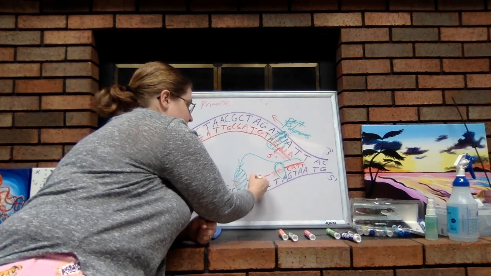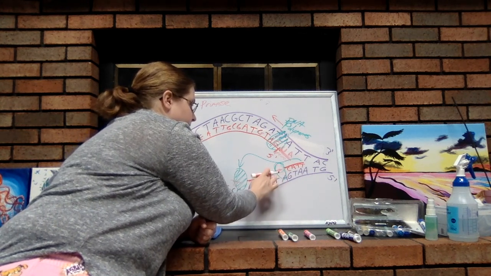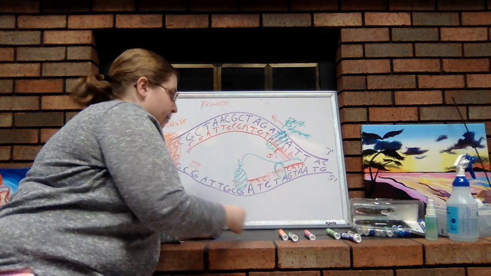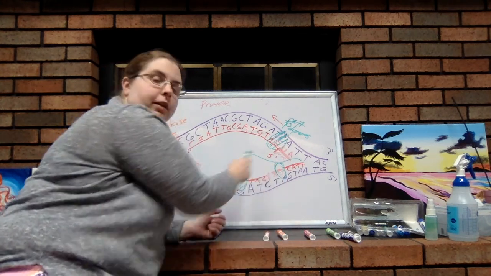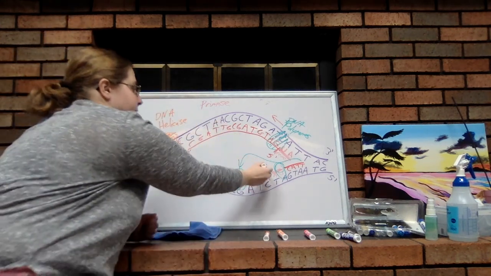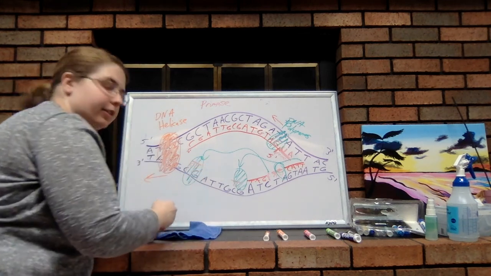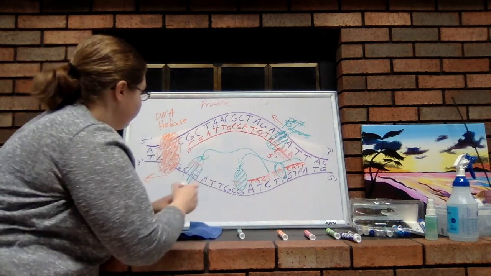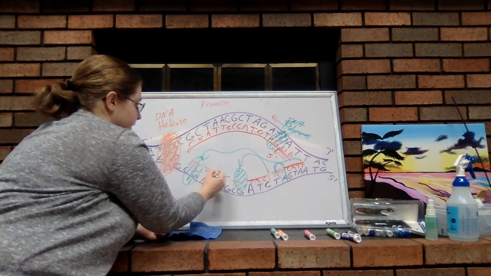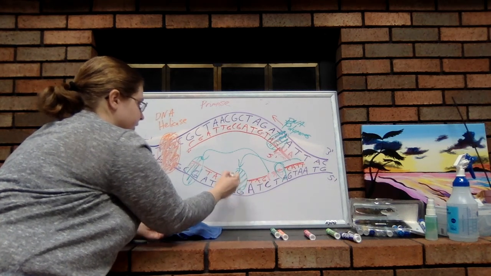So we have T, A, G. That's part of the primer. And then when it gets to that point, it can't build any further because the primer is there. It is going to detach and leapfrog ahead. Go to the next primer. And start building backwards from there. So we have T, A, C.